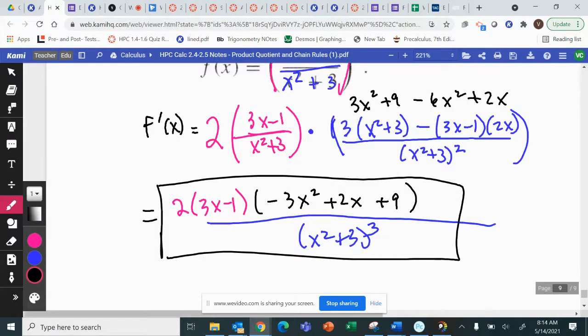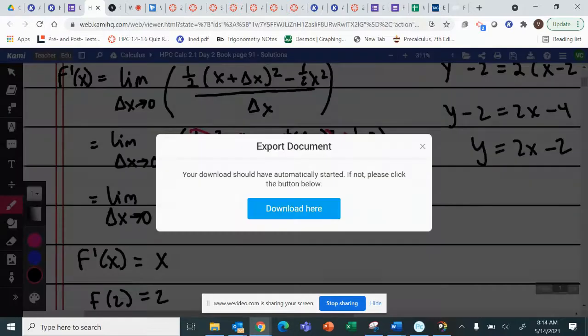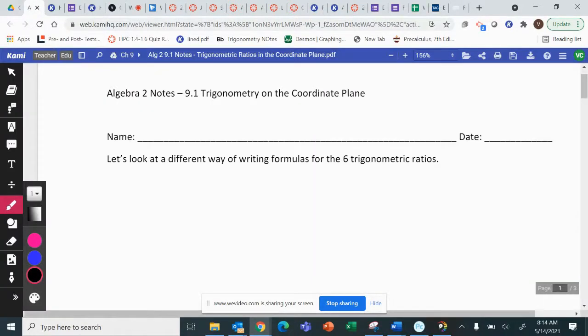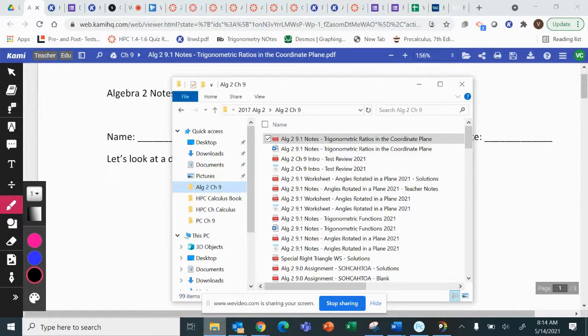Let's see. I think I still have it open. Let's find out. Nope, that's a different class. Come on, load. Come on, load. Nope, different class. Okay, I don't still have it open.